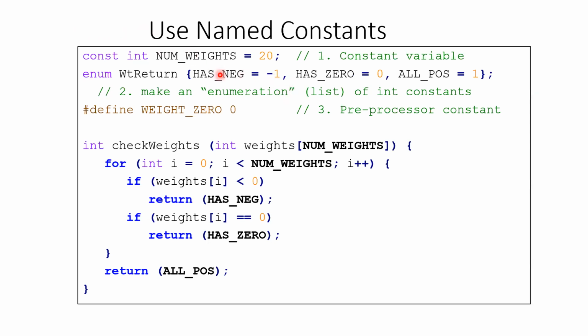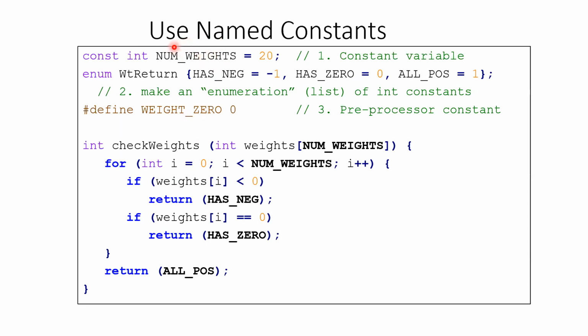So now we can change them into named constants. And there are 3 options of making constants. First one, making it into a constant variable. And this constant variable can be defined at runtime. Another option is to make a preprocessor constant using define. So this is at compile time.